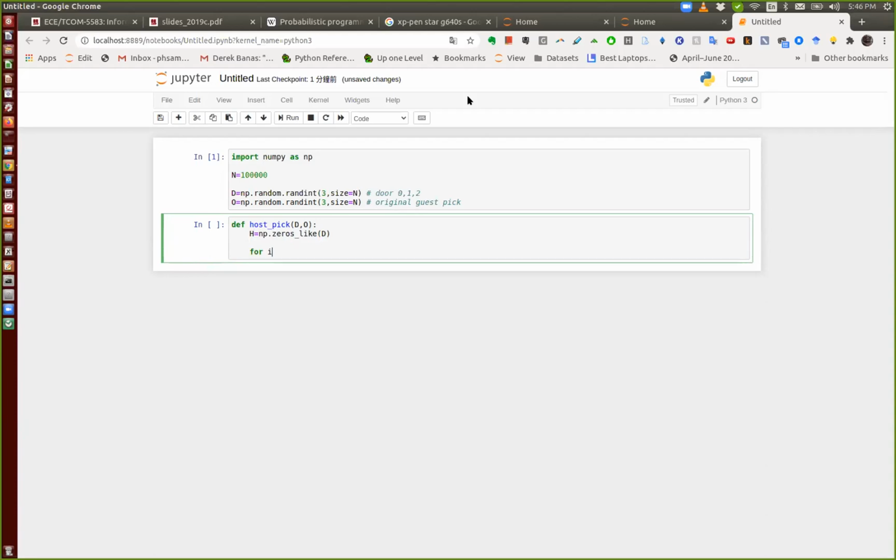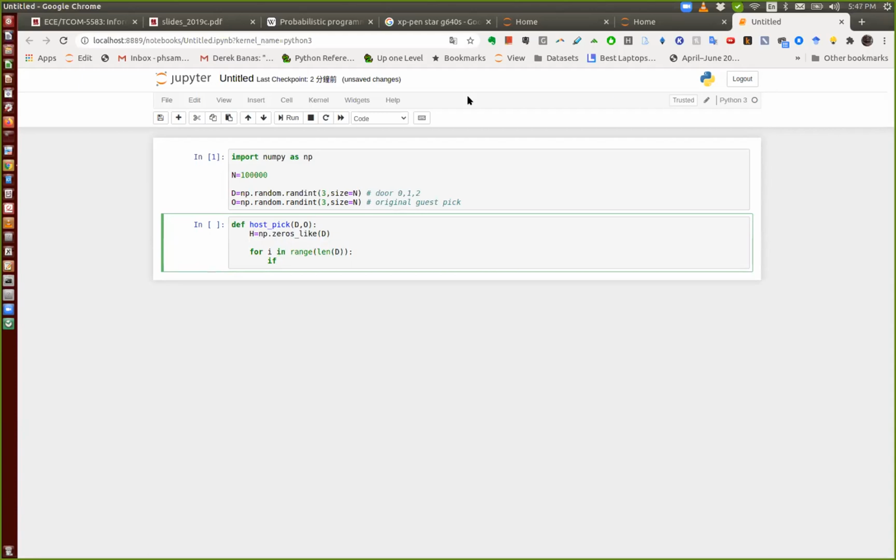Then I just loop through that. Okay, this is not the best way to write it. I guess I can vectorize that, but for simplicity and ease of understanding, I just write that for loop here. So I loop over each simulation, each time. So 10,000, or yeah, 10,000 to 100,000 times.